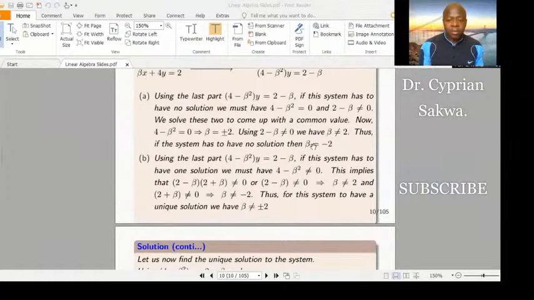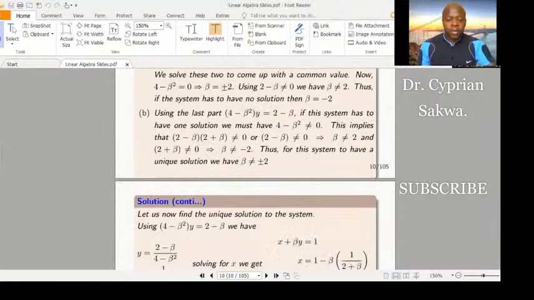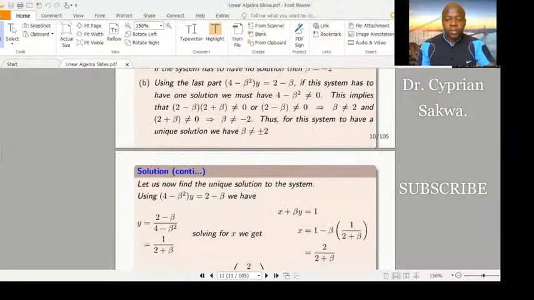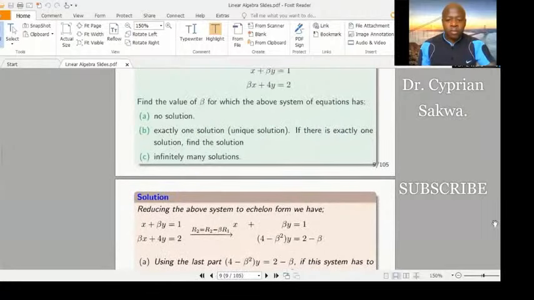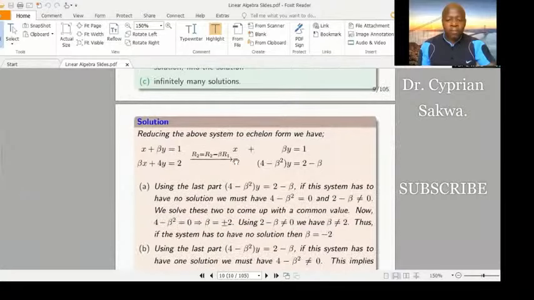So the question was that if the system has one unique solution, what is that unique solution? Find the unique solution. So I want to proceed and find the unique solution. To find the unique solution for this given system, you just solve from the bottom going up. We have the echelon form. We have this echelon form. So just find the value of y here.